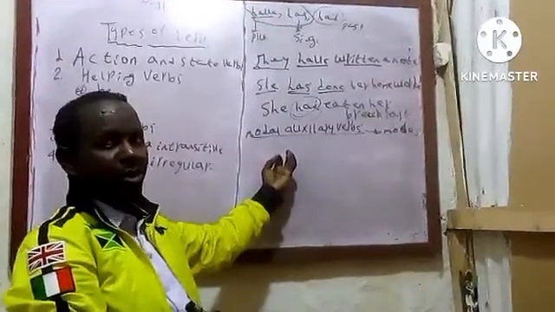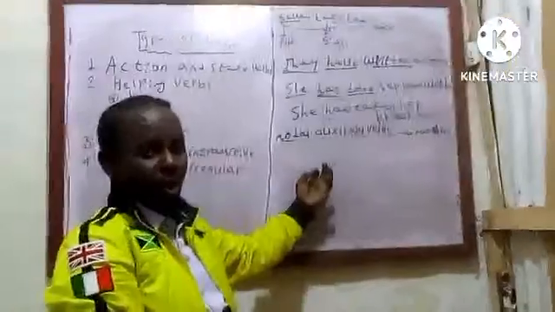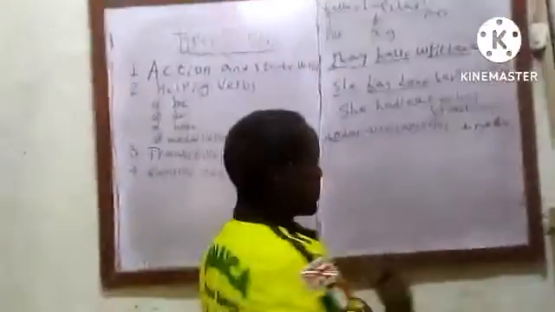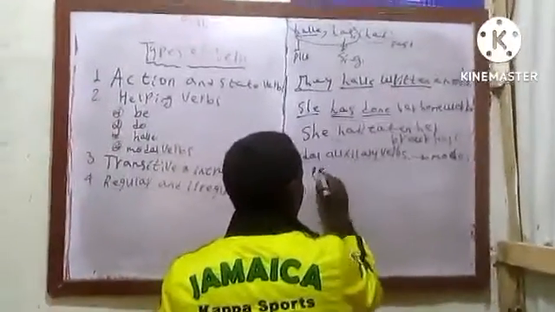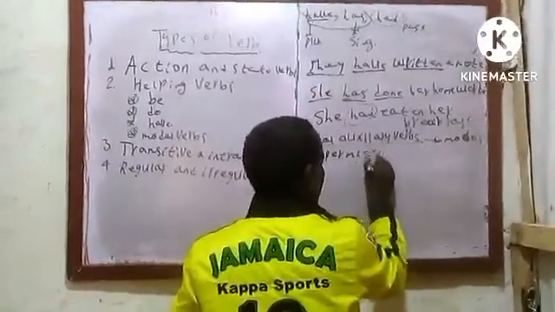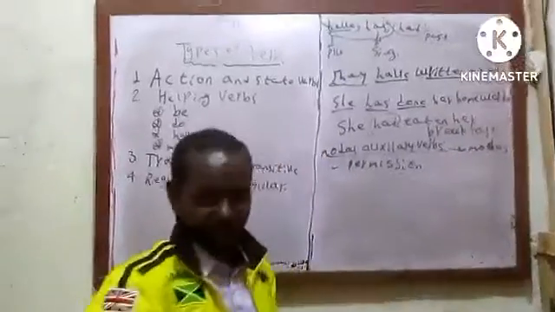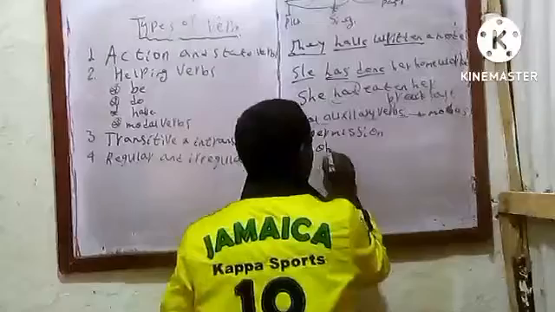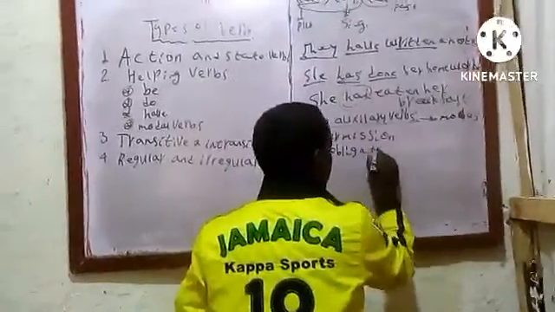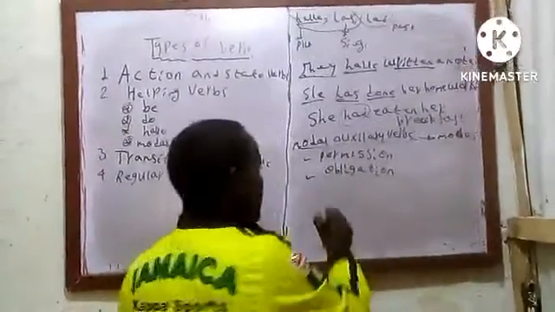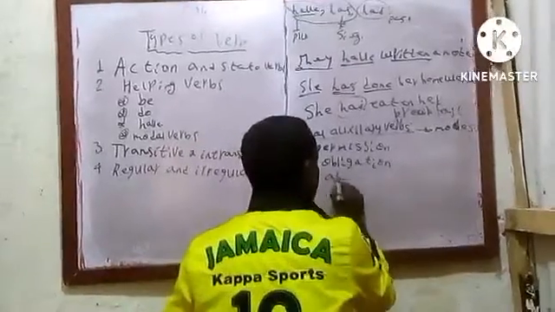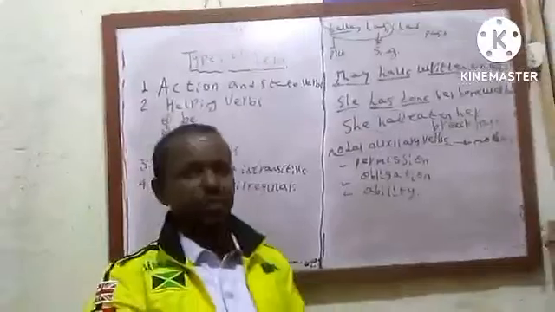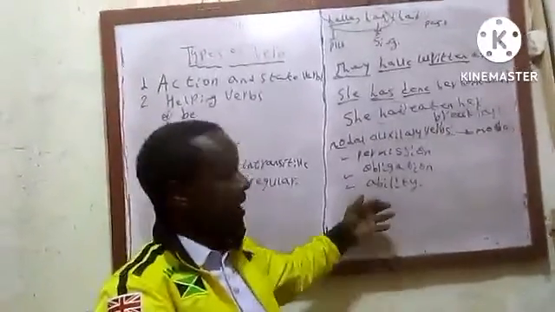Mood means in what kind of situation, what are we trying to express, right? For example, what can they express? They can express permission, right? We can also express obligation, or we can also express ability by using modal auxiliary verbs.